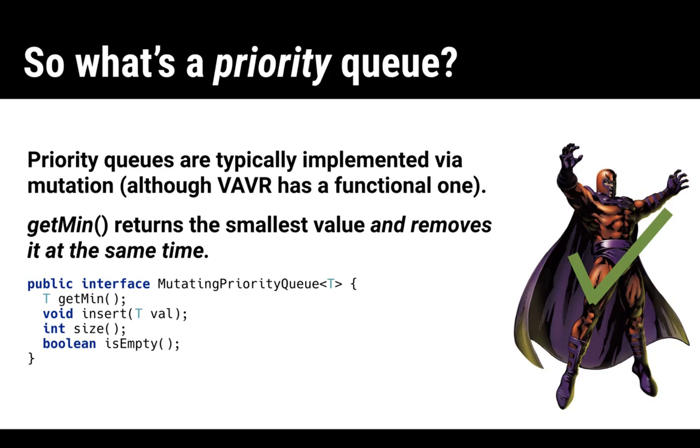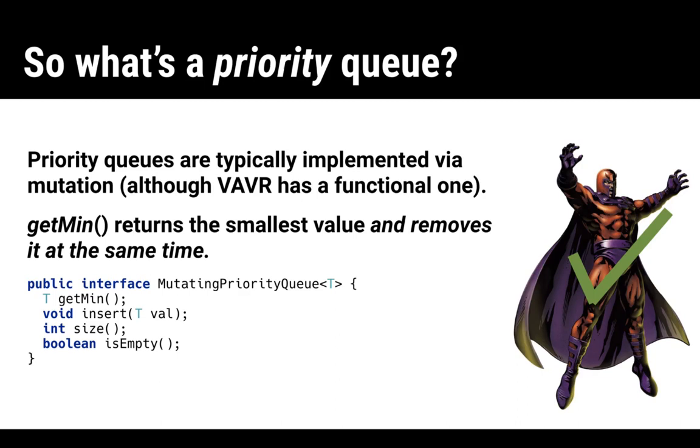I've shown you a simple Java interface here on the bottom of your screen. Our mutating priority queue has 4 methods. It has a getMin, which gives us the smallest value and removes it at the same time. I have an insert method, which inserts a new value and returns nothing. And I can ask for the size and ask, is it empty or not? And there's also a constructor, and if I make one, it starts off empty. So far, so good. So that's the interface to a priority queue.